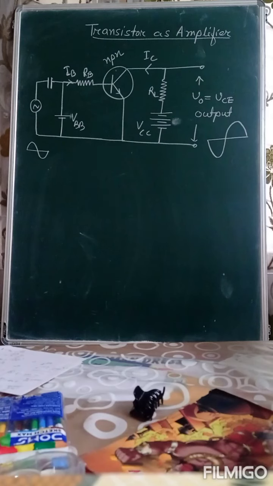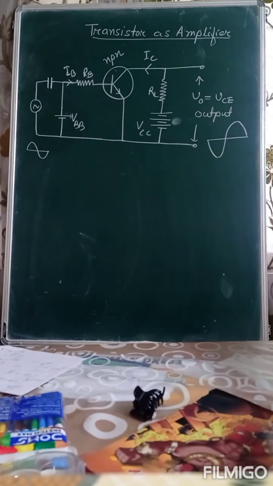We know that transistor has three different regions: cutoff region, saturation region, active region. In active region, transistor acts as an amplifier. Transistor acts as an amplifier in its active state.